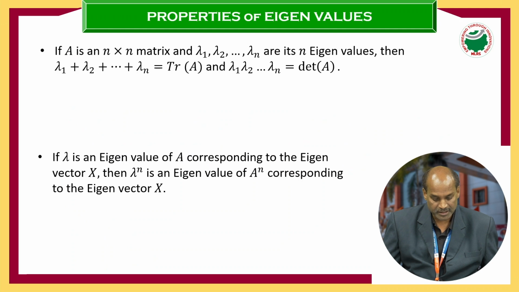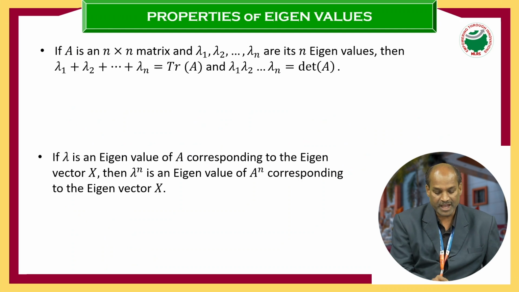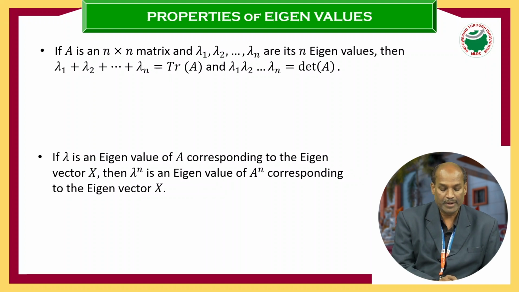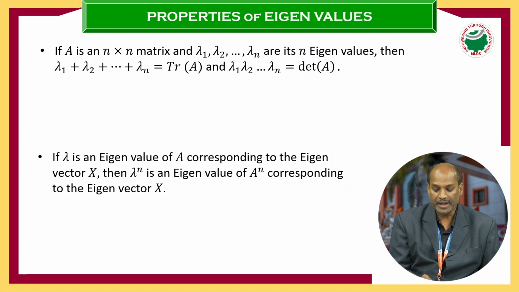Similarly, some properties are there. You see, if A is an n by n matrix and lambda 1, lambda 2, and so on, lambda n are its n eigenvalues, then lambda 1 plus lambda 2 plus and so on plus lambda n is equal to the trace of A. And lambda 1 times lambda 2, and so on, times lambda n is equal to the determinant of A.